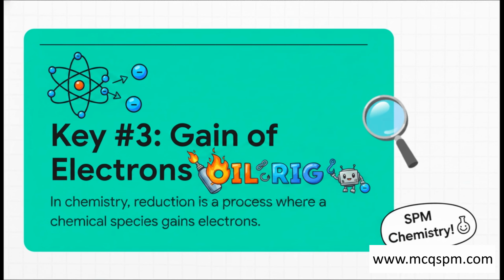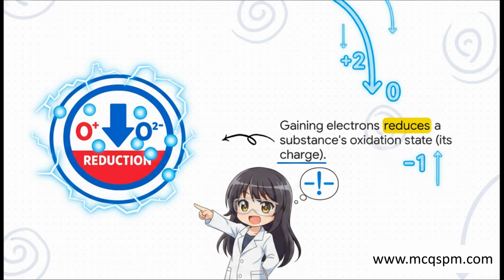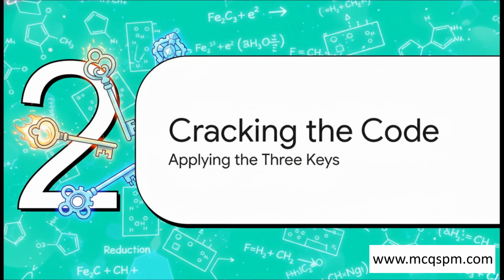Reduction is gain. And this is where it all makes perfect sense. Think about it. Electrons have a negative charge, right? So if an atom gains something negative, what happens to its overall charge? It goes down. It becomes less positive. Its oxidation number literally gets reduced. That's why we call it reduction. It's not just some random chemistry term. It's literally telling you what's happening to the charge. It's reducing.